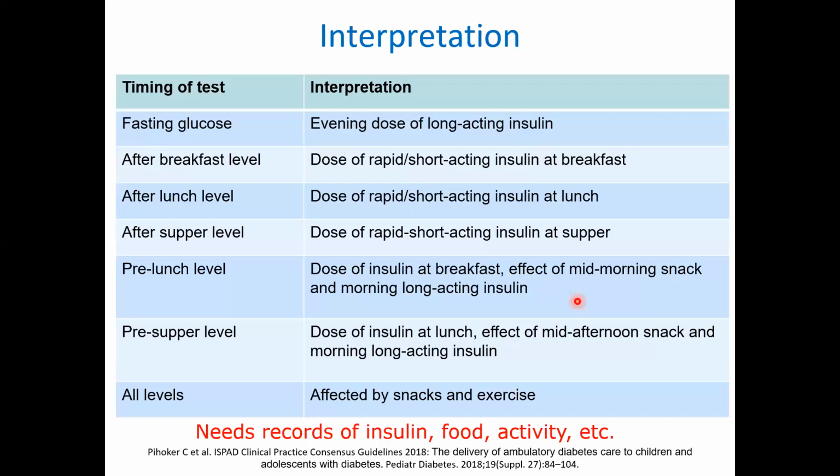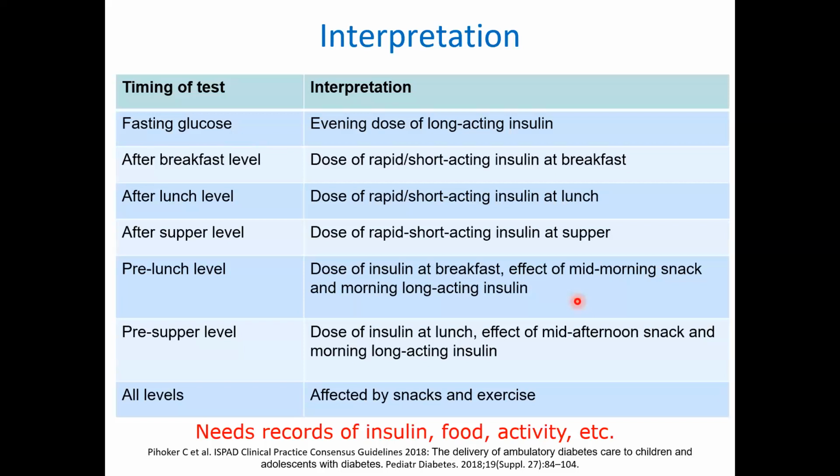And then the after-breakfast level of sugar is a reflection of the dose of rapid or short-acting insulin which is given at breakfast. The after-lunch level usually is a reflection of the dose of rapid or short-acting insulin that's given at lunchtime or before lunch. And then the after-supper blood glucose level tells us about the dose of rapid or short-acting insulin that's given at supper time.